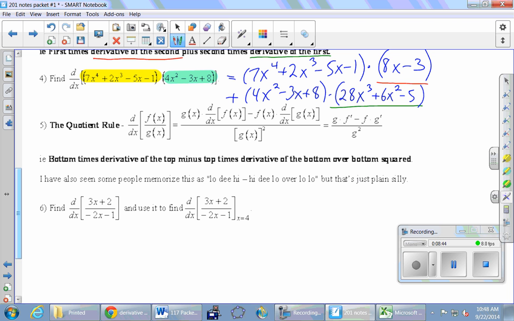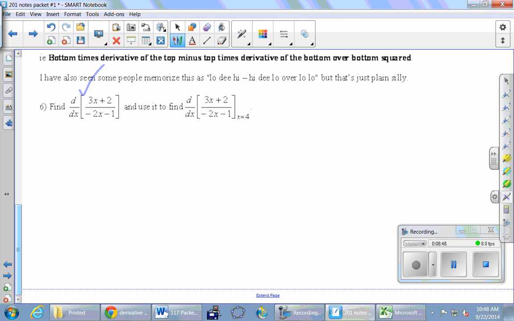Okay, so let's try finding the derivative of this guy. This was our original thing. Derivative of 3x plus 2 over negative 2x minus 1. So first, we have to recognize that the quotient rule is in play because the thing we're taking a derivative of is, what kind of a thing is that?